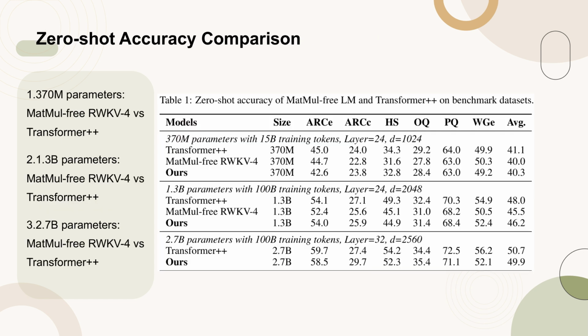Table 1 presents the zero-shot accuracy of MatMul-free LM and Transformer++ across various benchmark datasets. The comparison is made at three different model sizes: 370M, 1.3B, and 2.7B parameters. Each model size is evaluated with corresponding training tokens and architectural configurations. The table highlights the performance differences between MatMul-free RWKV4 and Transformer++ in terms of accuracy across different datasets, providing insights into the efficiency and effectiveness of each model architecture.